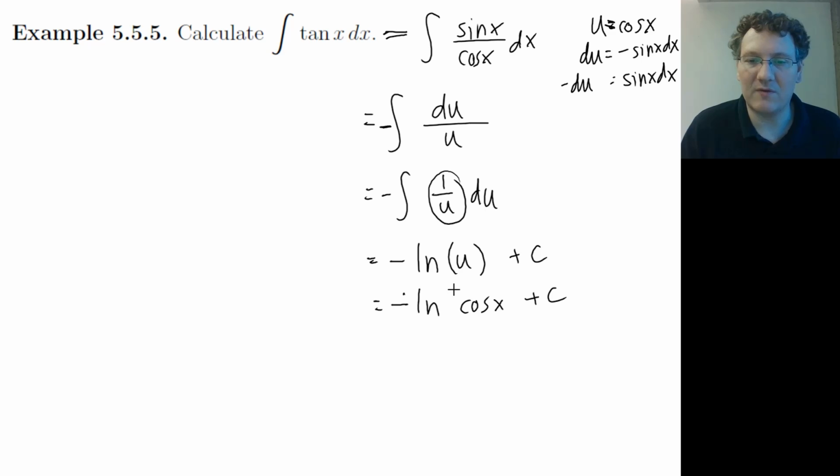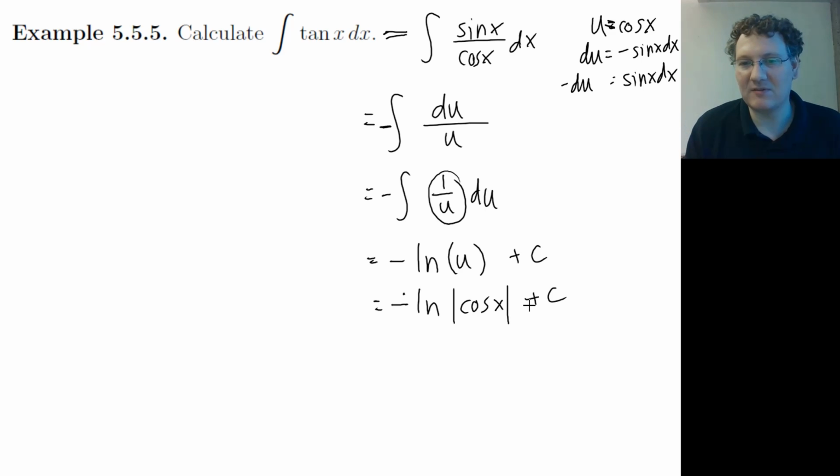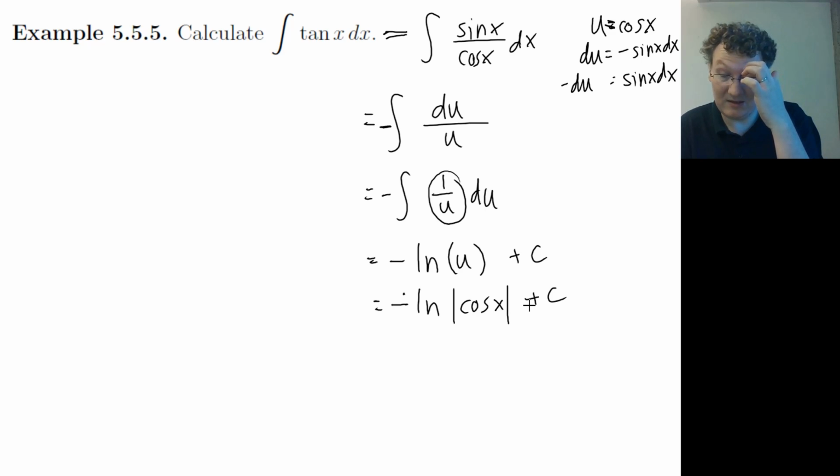Here's the thing we have to do for this. Because the cosine can go from negative 1 to 1, I have to put the absolute value of the cosine of x.